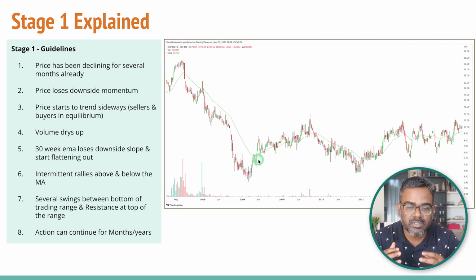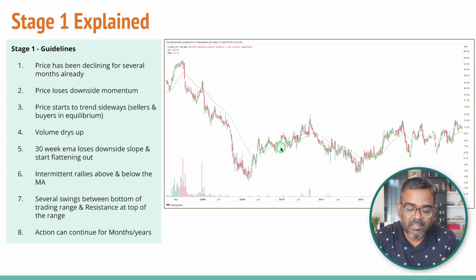In a stage 1 stock, usually a stock has to go sideways, and that's how it loses the momentum of the sellers. So sellers have been very strong over here, and then now the sellers have lost momentum and the buyers are probably also fighting it out, and sellers and buyers are almost in equilibrium, right? So they have equal power here. Neither the sellers have the upper hand nor the buyers have the upper hand. That's the simple rule, right? So that's the third point.